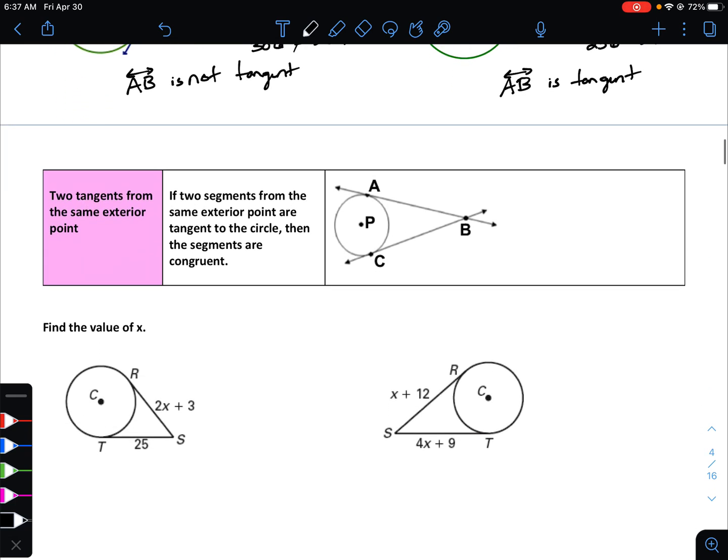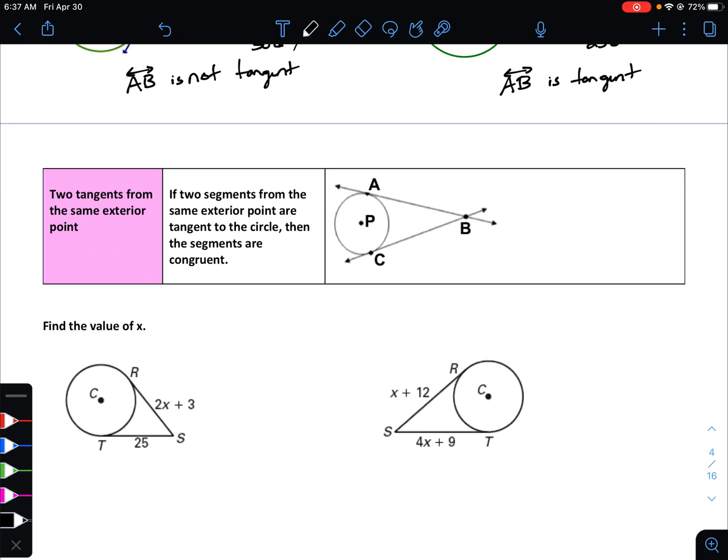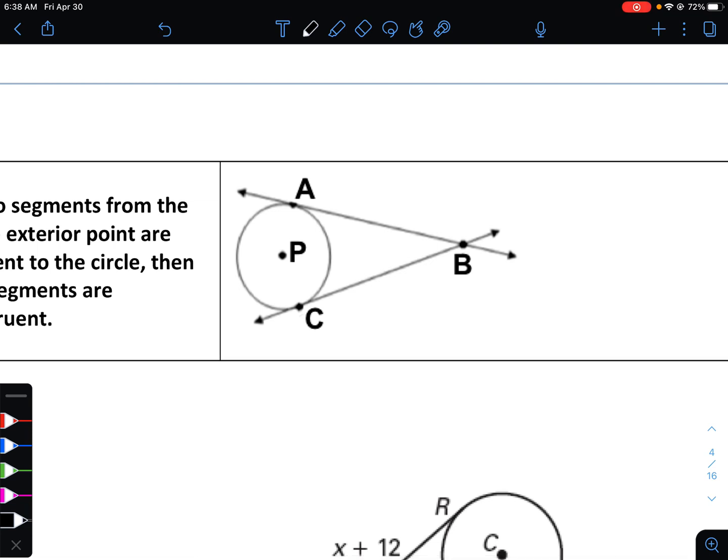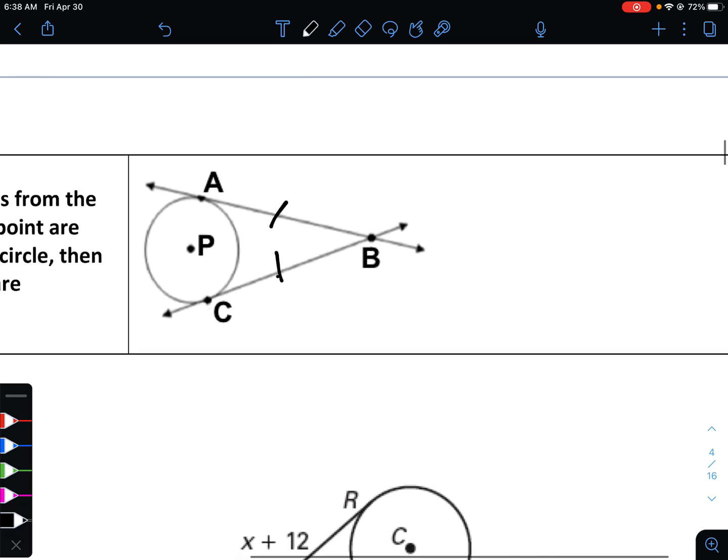Okay, for our next property, we're going to talk about what happens when you have two tangents which form a point that is exterior to our circle. So if two segments from the same exterior point are tangent to the circle, then our two segments are congruent. In other words, looking at this diagram, if you've got your circle with center P and you've got your two lines which are tangent, then line segment AB has to be congruent to line segment BC. So again, AB must be congruent to BC.